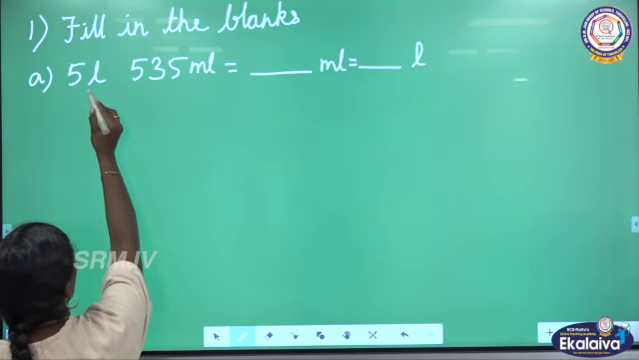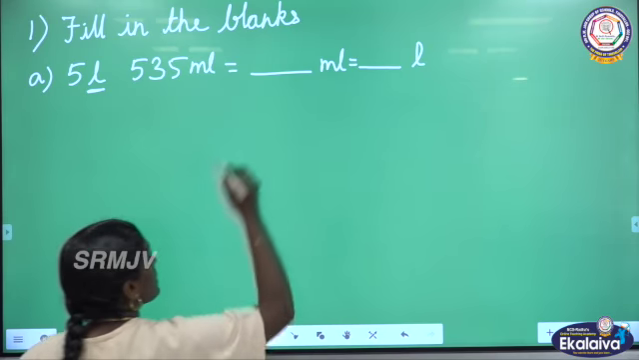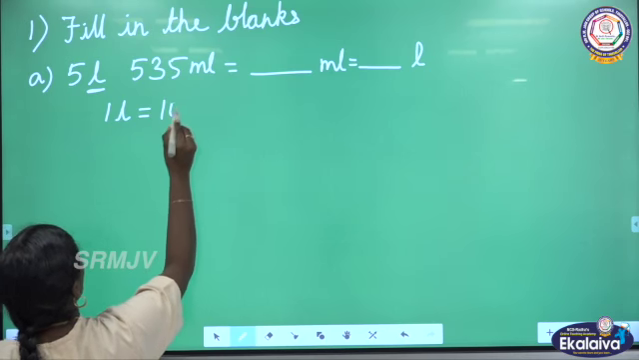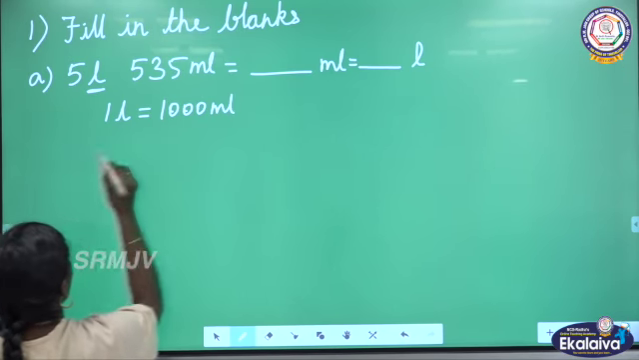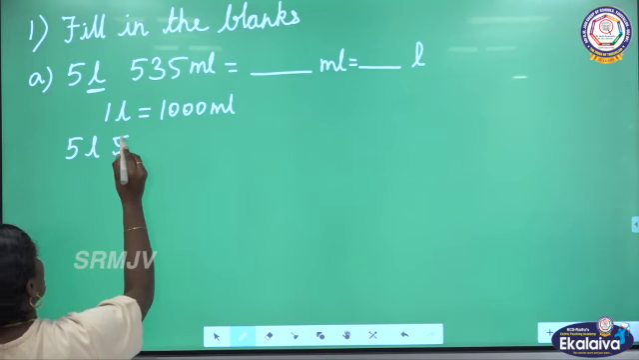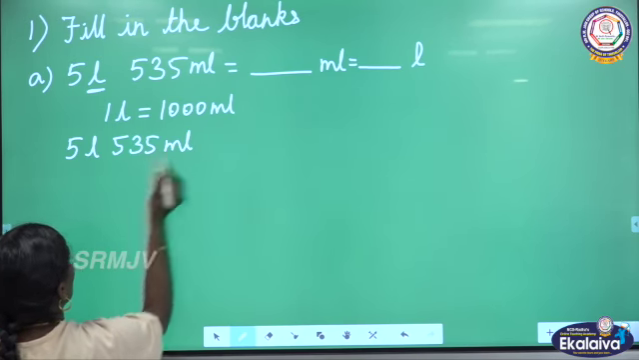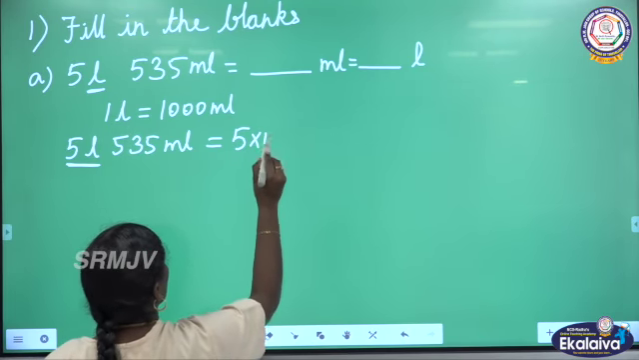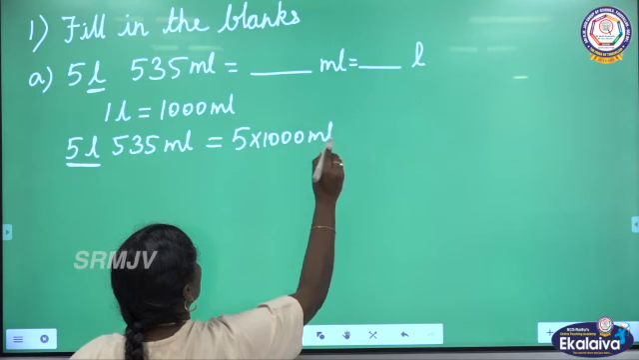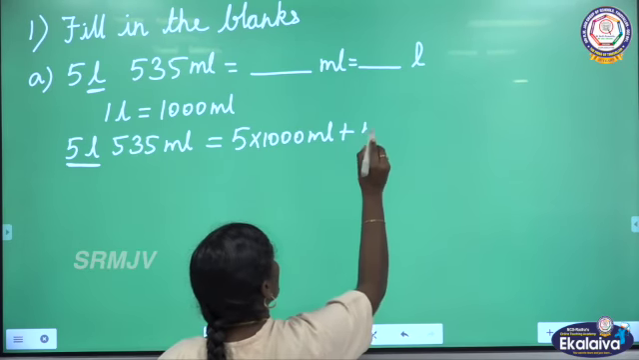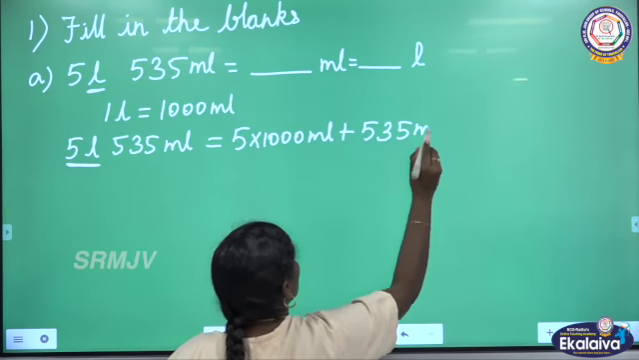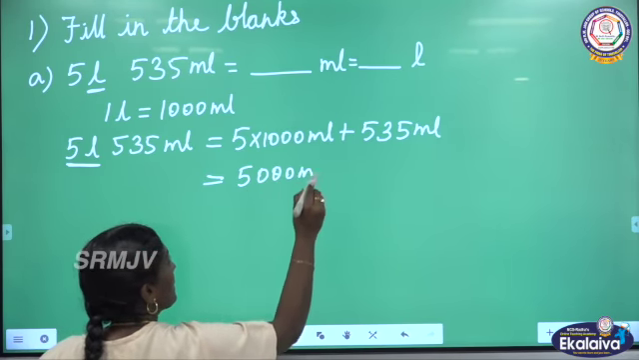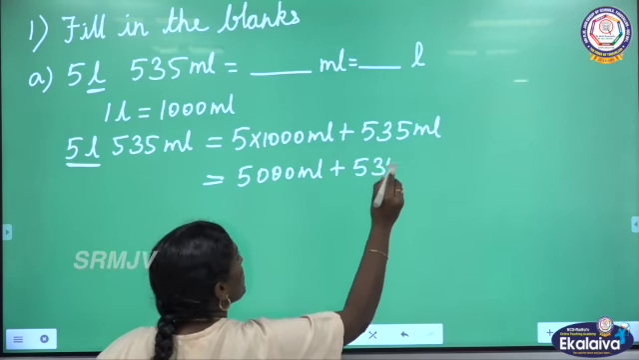Okay. First we are going to convert the greater unit liter to milliliter. For that we have to use multiplication. We know that 1 liter is equal to 1000 milliliter. Here we are having 5 liter and 535 milliliter. Now we are going to convert 5 liter to milliliter. So we have to multiply it by 1000. 5 into 1000 milliliter plus already 535 milliliter is there. Now 5 into 1000 milliliter, that is 5000 milliliter plus 535 milliliter.